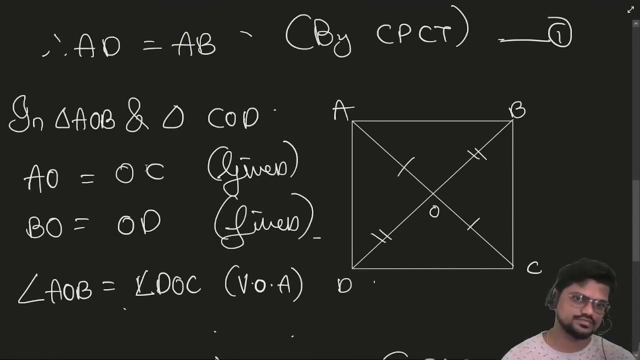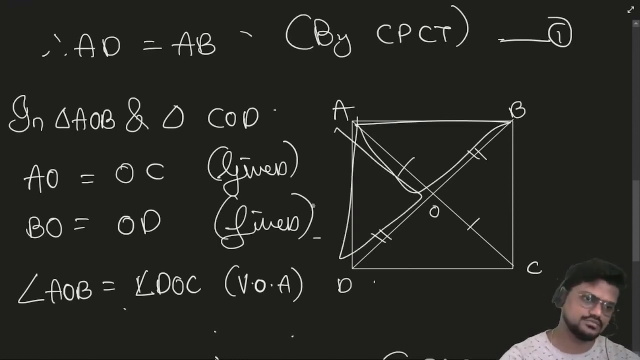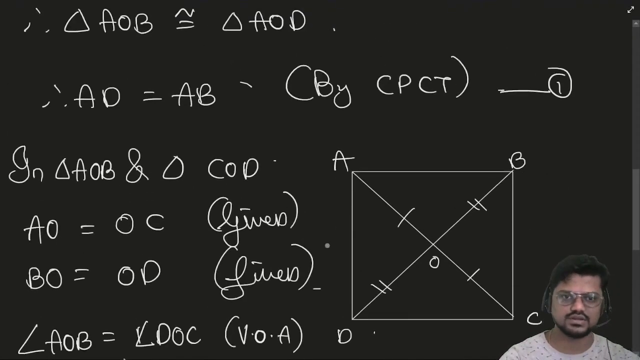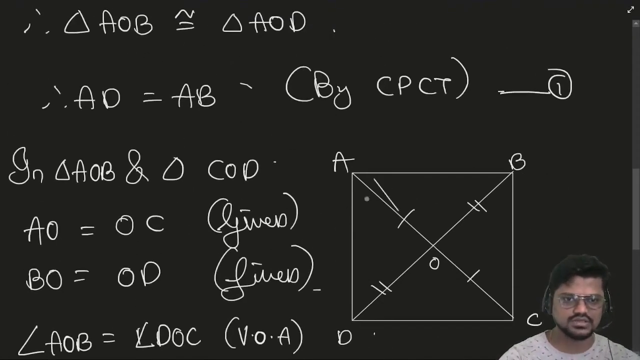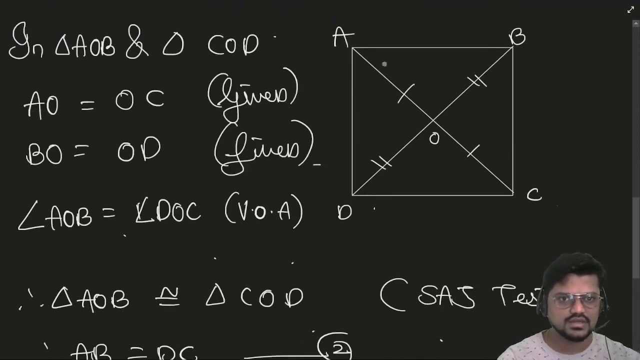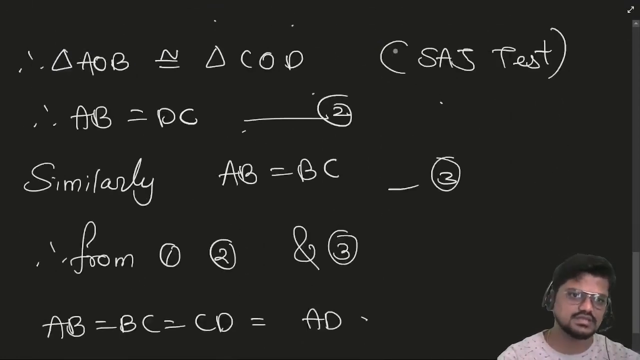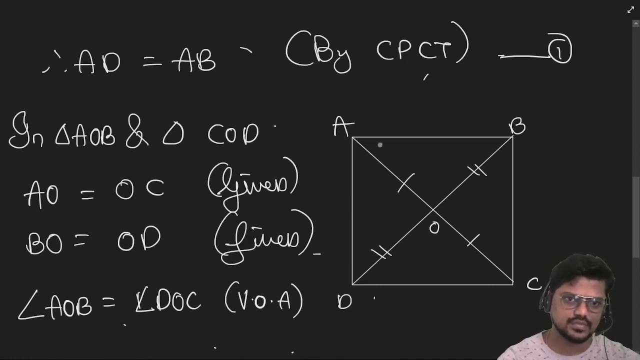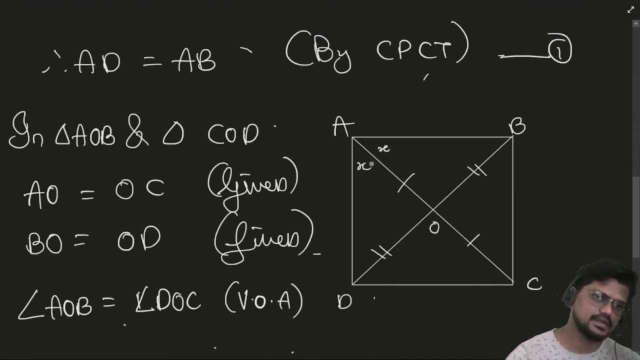Now, how will you prove? See, we know that this triangle is congruent to this triangle. That means this angle, if I say this angle is x, this angle will also be x. Similarly, this triangle is similar to this triangle. If this is x, this is also x.